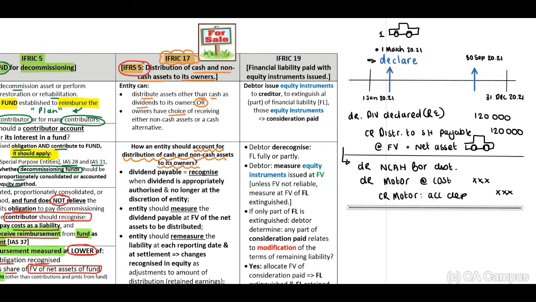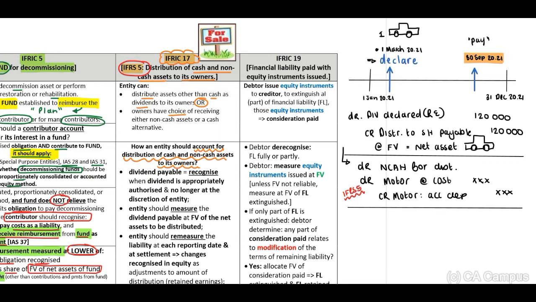Why do we have this transaction? Because technically speaking, guys, this is IFRS 5. We need our non-current assets. Next, we are now on 30 September 2021. On this date, they decide to transfer, therefore technically pay the dividend, transfer the dividend.